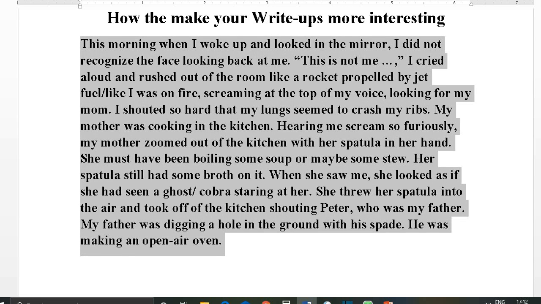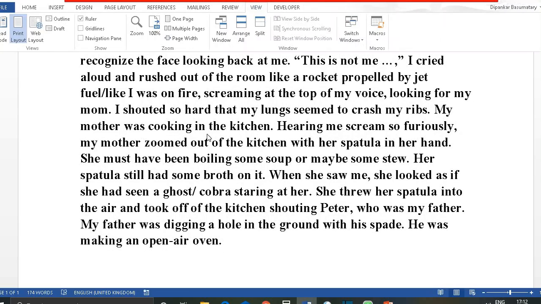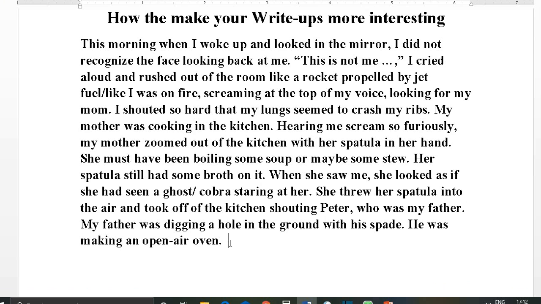So let's see how many words it has now. It has got now 174 words. For examination purposes, the max you can write is 250 words. So this is how you do it using images, similes, metaphors, hyperboles. You can make your write-up more interesting. My father was digging a hole in the ground with a spade. He was making an open air oven.